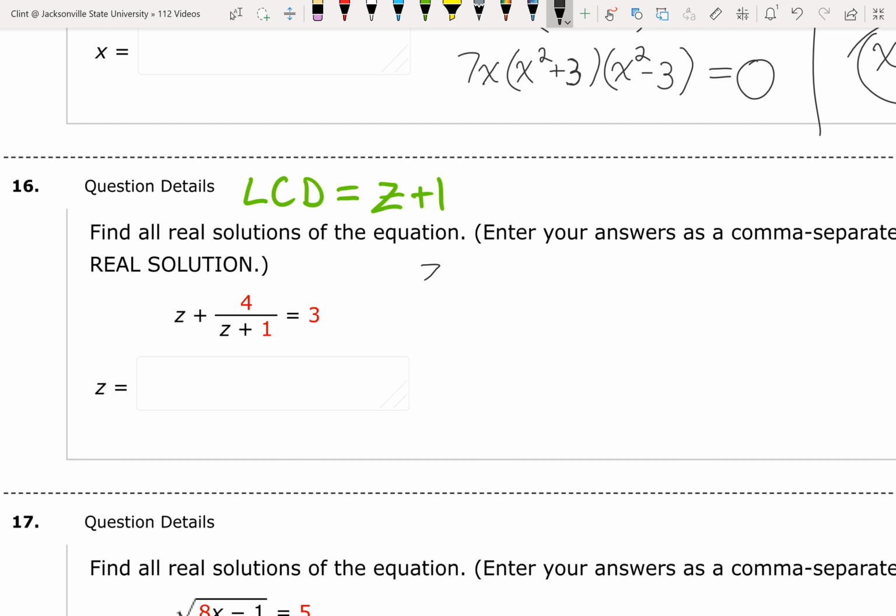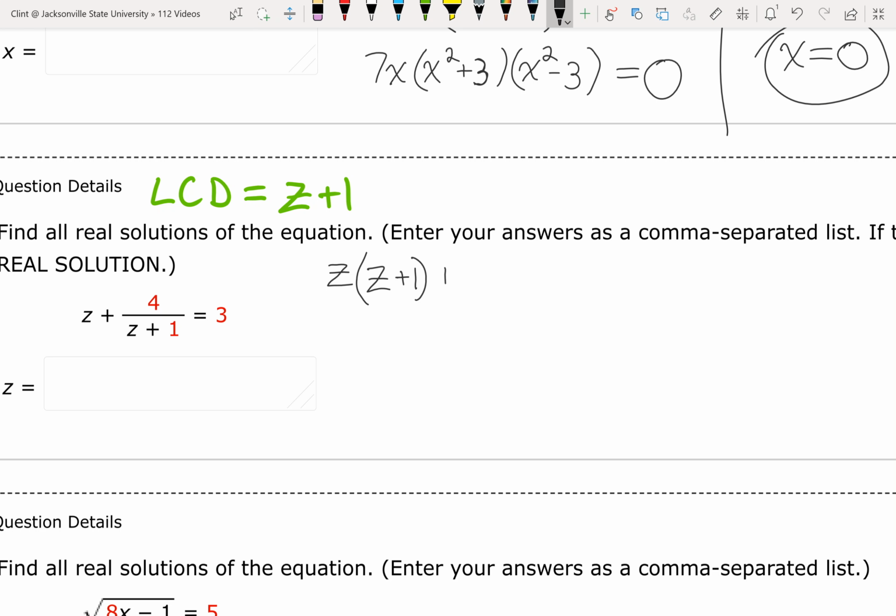So we're going to have z. I do the bar on my z's so I don't get them confused with 2's. You don't have to do that, but I'm just telling you why. So z times z plus 1, and then plus 4 over z plus 1 times z plus 1 equals 3 times z plus 1. So these three places I'm just multiplying by our LCD, right? That's our LCD.